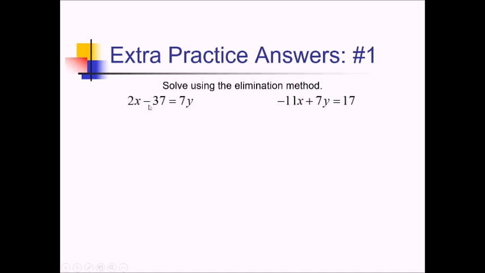I have to add 37 to both sides and subtract 7y from both sides. So for my first step, I'll add 37 over to the other side. And I could have done this all in one step, but I'll do it in two steps. So my next step, I'll subtract 7y over to the left side. And I'll just rewrite that equation down here.